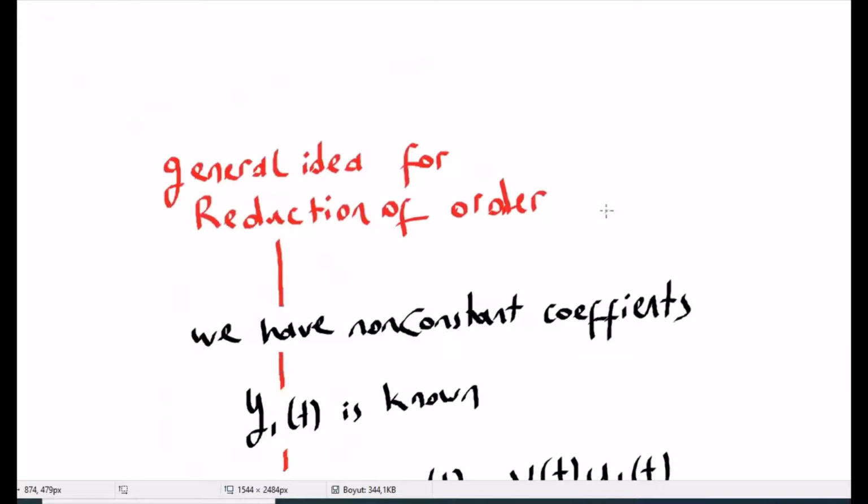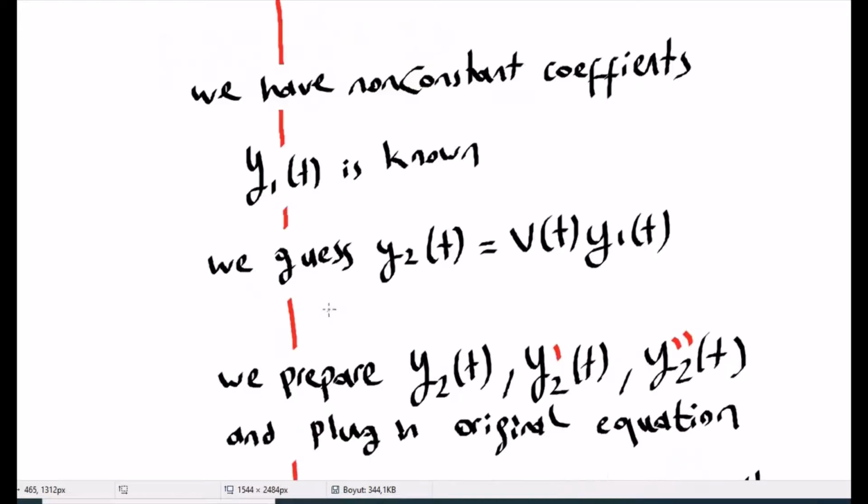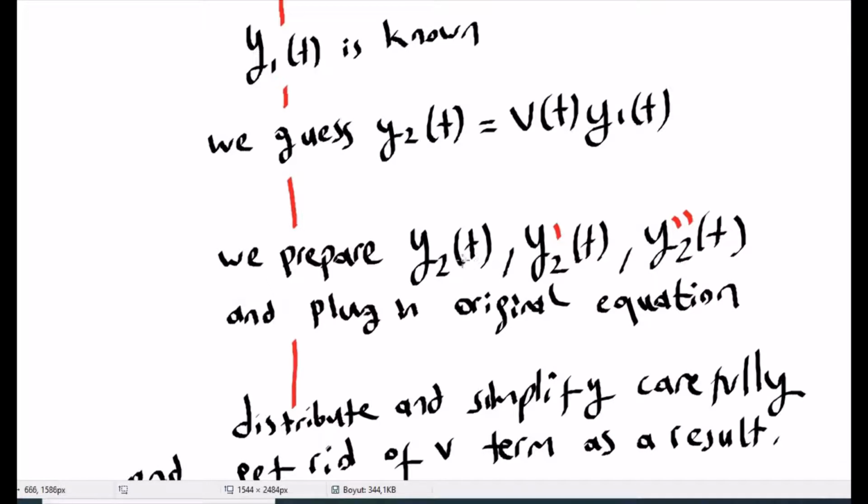So here is the general idea for reduction of order. At the beginning we have a non-constant coefficients equation, and our y1 of t is given, so we guess y2 of t as v of t times y1 of t. So we prepare the derivative and the second derivative of y2 of t, which is v times whatever the initially given y1 is.